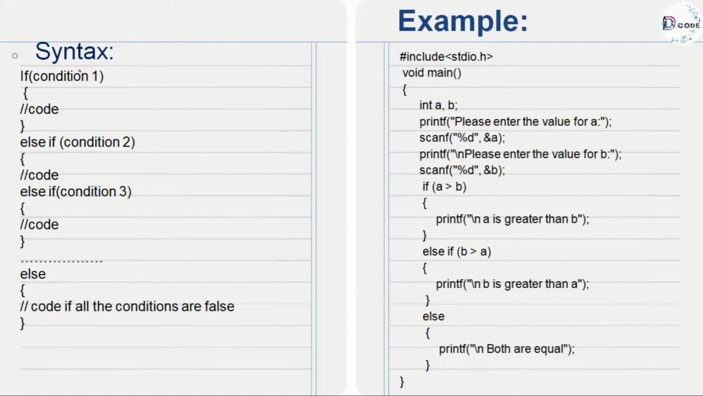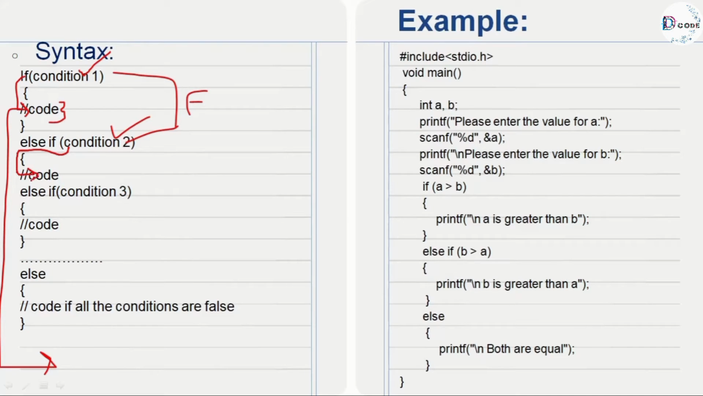If condition 1 is satisfied, then the control goes into the if block and this code is executed. Later, the control goes to the end of the if else ladder block. Suppose condition 1 is false, then it checks condition 2 in the else if block. If condition 2 is satisfied, then it goes into this else if block, executes this statement, and after executing this statement, it goes to the end of the else if block.